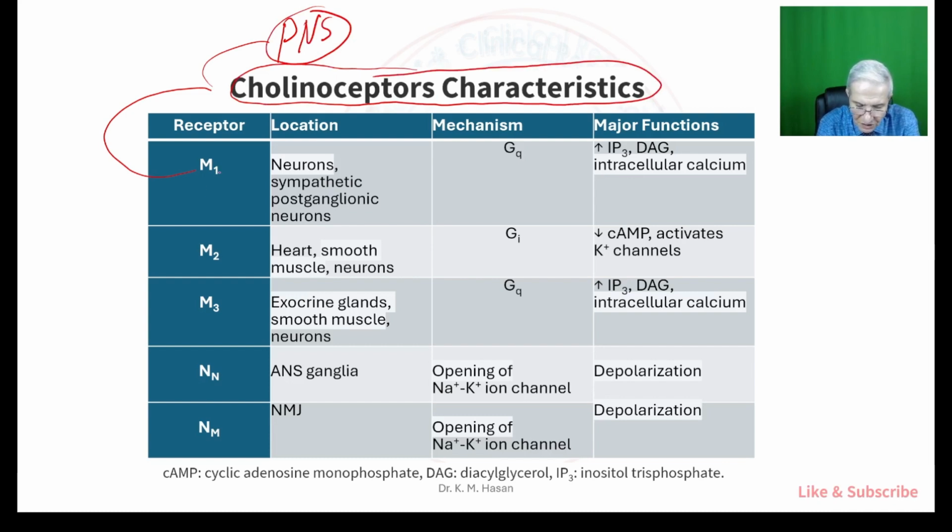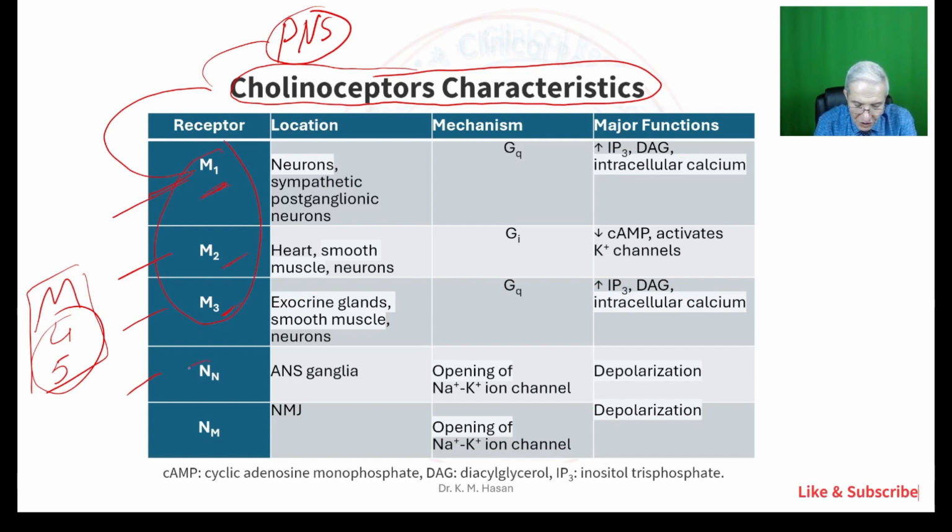Cholinoceptors characteristics. We have several types of muscarinic receptor: M1, M2, M3, M4, and M5. But M3, M4, and M5 are very rare in practice. Therefore, we don't have them in the table here. So we have M1, very popular, M2, and M3. So we need to remember these three types of receptor.